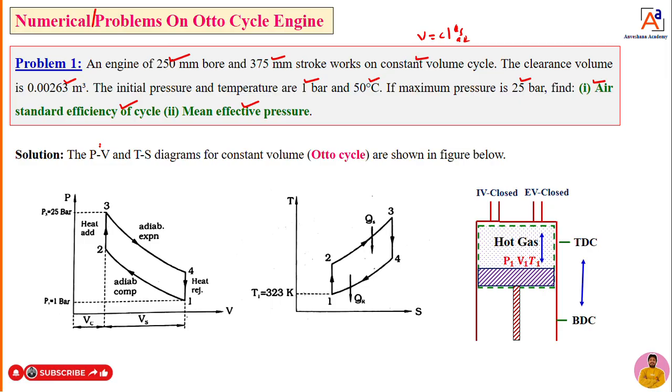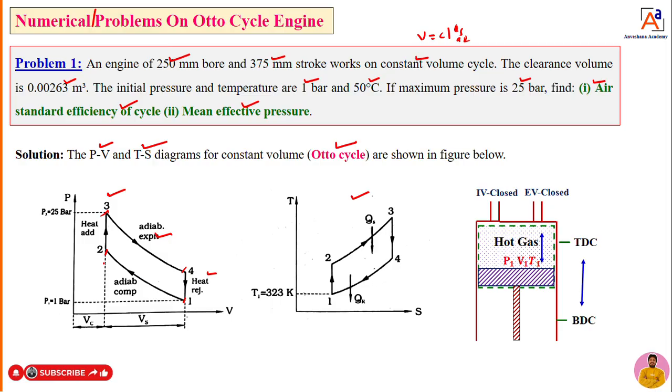We have to draw the PV diagram and TS diagram for a constant volume cycle or Otto cycle. This is the PV diagram, and this is the TS diagram. What are the four important processes of the Otto cycle? Point 1 to 2 adiabatic compression, point 2 to 3 heat addition at constant volume, 3 to 4 adiabatic expansion, and then 4 to 1 heat rejection at constant volume.